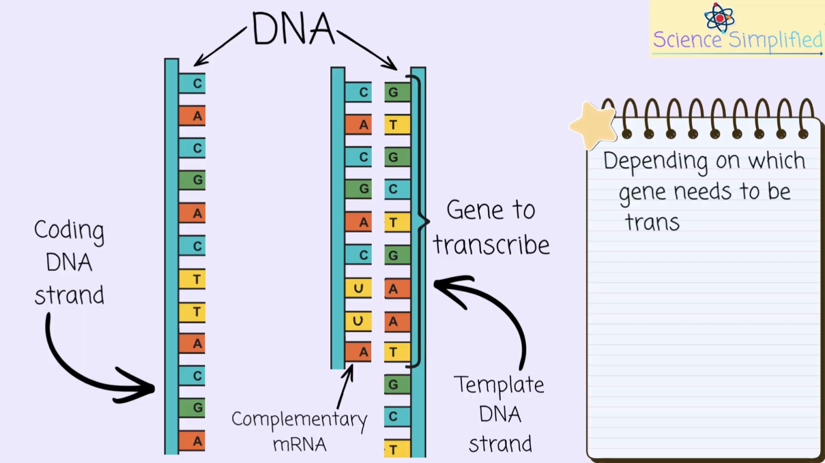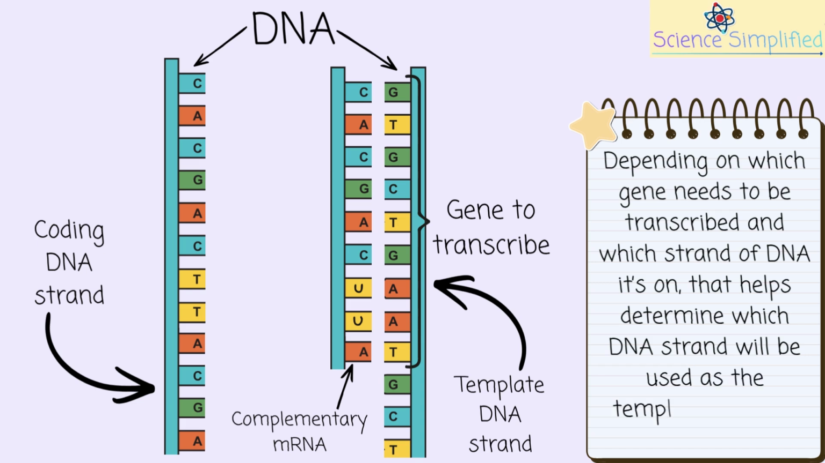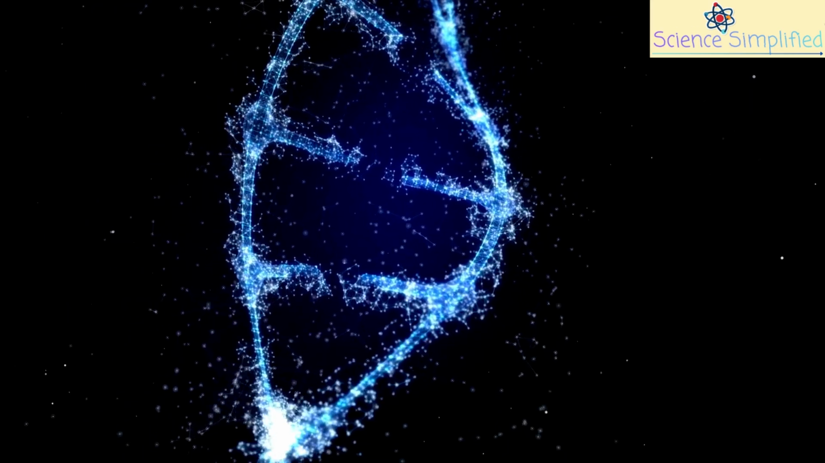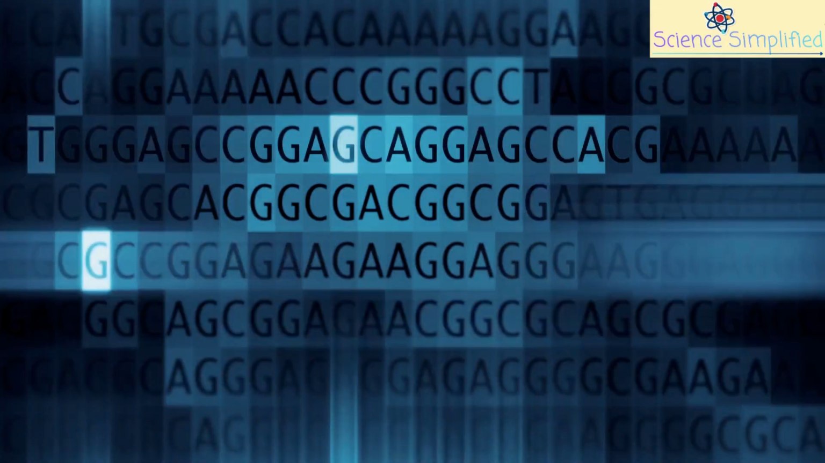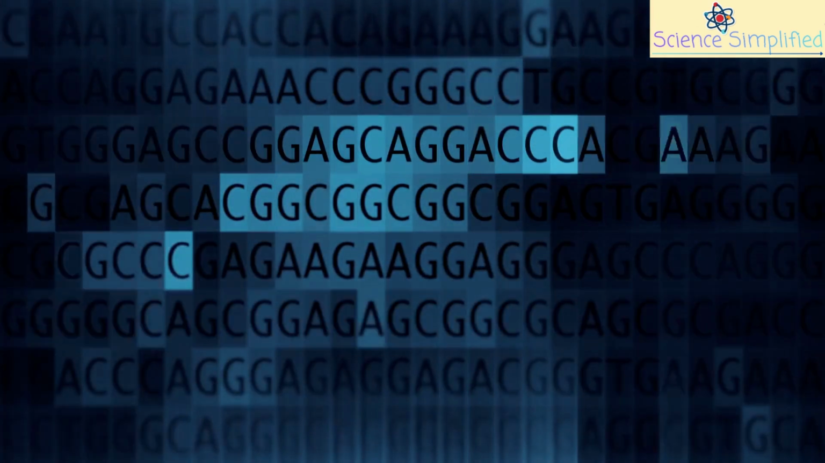Then one strand of DNA serves as a template, which is the strand that's read, and the mRNA will be complementary to the template strand. And the other DNA strand is called the coding strand, which isn't read, but it will have the same sequence as the mRNA made, except thymine would be replaced with uracil.